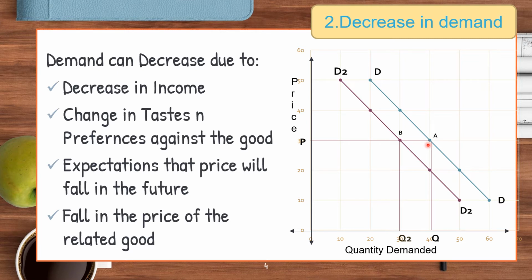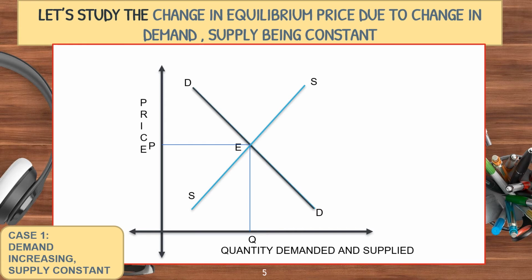Having revised the shifts in demand, you are now in a better position to study how equilibrium price changes when demand shifts forward and when demand shifts backward. So you will understand whether and how the equilibrium price changes. Let's now study the change in equilibrium price due to change in demand, supply being constant. In this case as well, we will study it in two cases. One is case 1, when demand increases, supply being constant. So therefore case 2 will be when demand decreases, supply being constant.